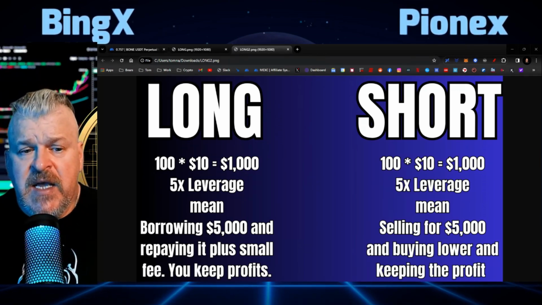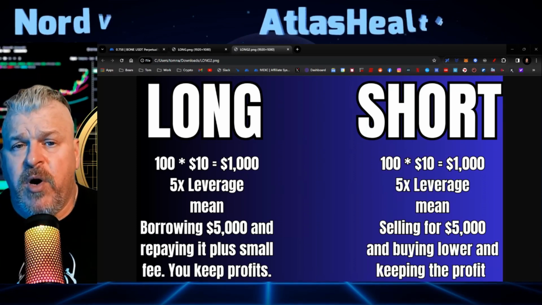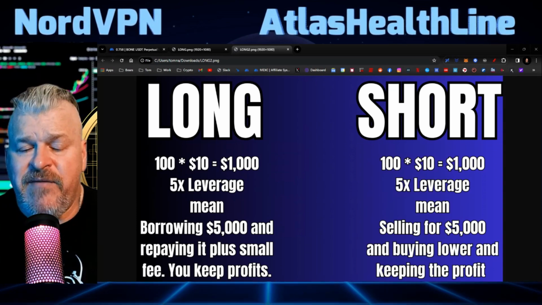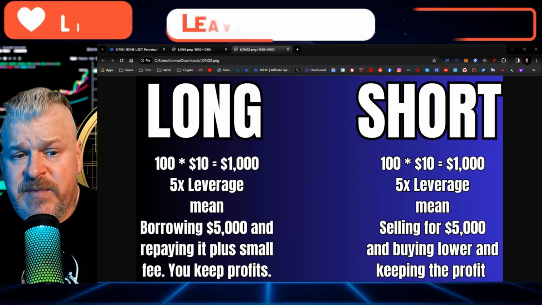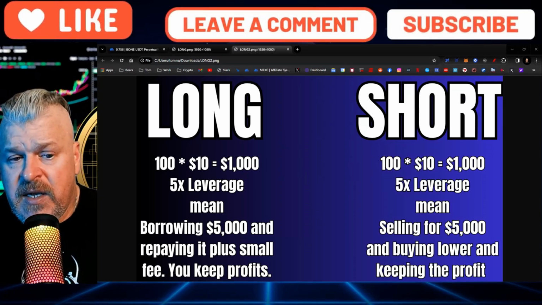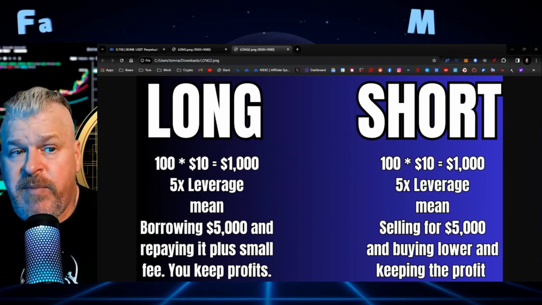And what that means is, let's say that you've got $1,000 in it and you use 5x leverage, which means that you're borrowing $5,000. Let's say that it goes up to $11. Well, that means you have 100 times 11, which is 1,100, times 5 means it's 5,500, which means that you reaped a profit of about $500.